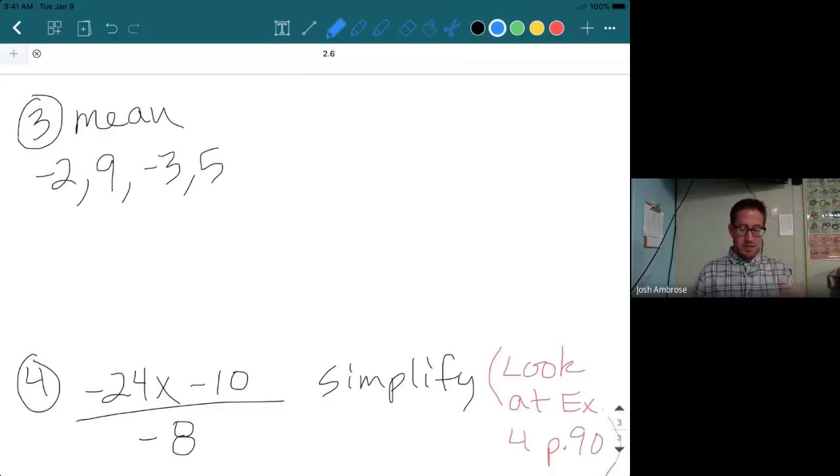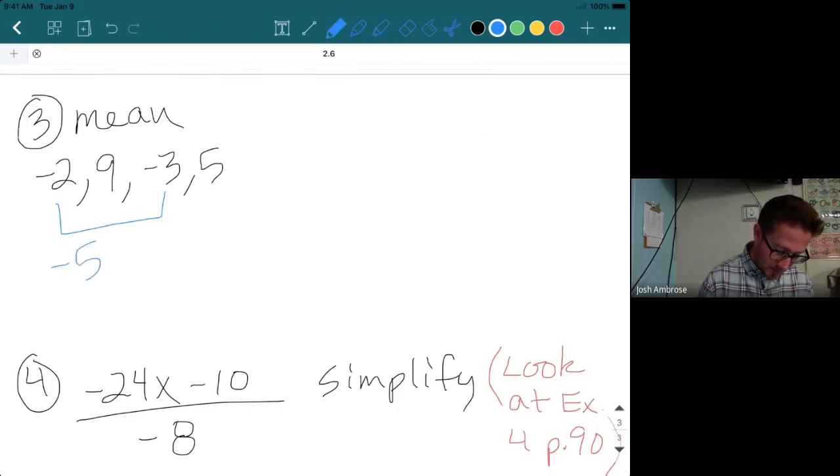Okay, so we need to add these up. We have a negative 2, a positive 9, a negative 3, a positive 5. Okay, so add them up. Doesn't matter the order because with addition, you can add them in any direction you want. So just for the heck of it here, I see two negatives, negative 2, negative 3. That is going to give me a negative 5.